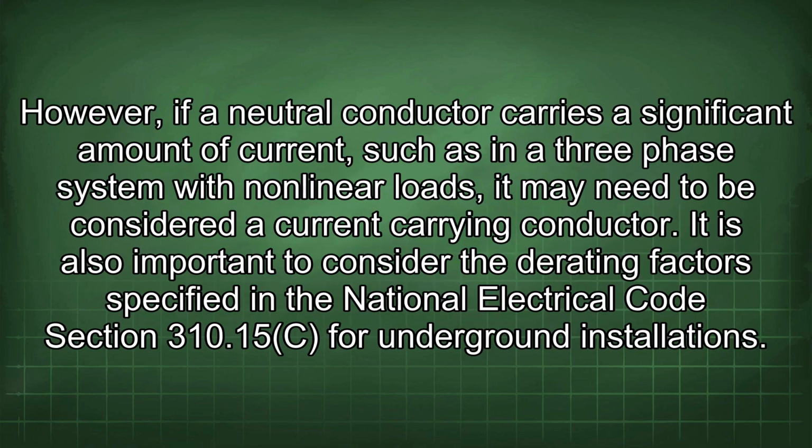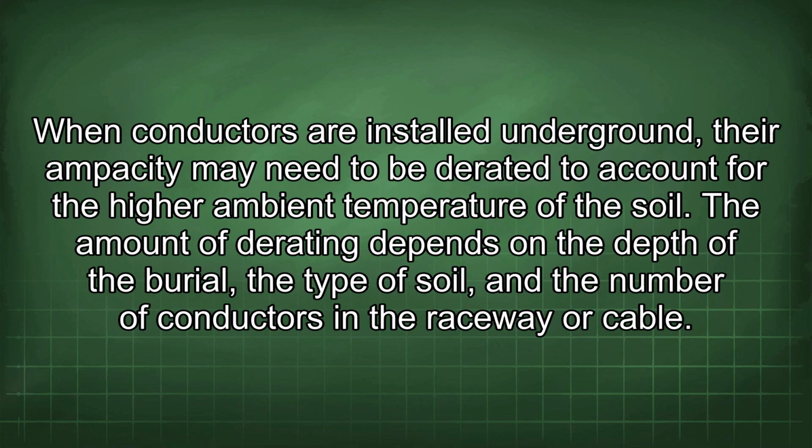However, if a neutral conductor carries a significant amount of current, such as in a 3-phase system with nonlinear loads, it may need to be considered a current carrying conductor. It is also important to consider the derating factors specified in the National Electrical Code section 310.15(C) for underground installations. When conductors are installed underground, their ampacity may need to be derated to account for the higher ambient temperature of the soil. The amount of derating depends on the depth of the burial, the type of soil, and the number of conductors in the raceway or cable.